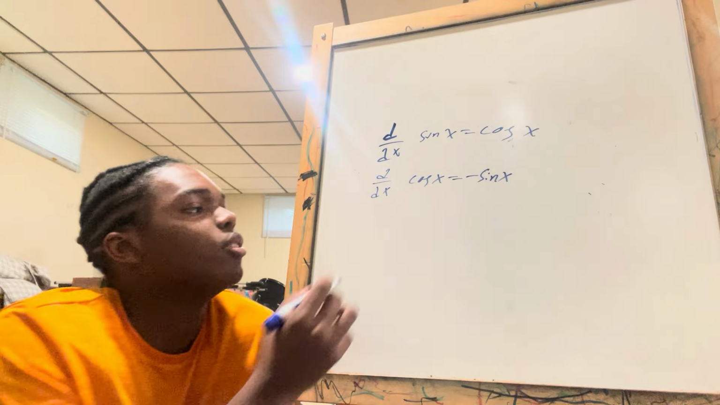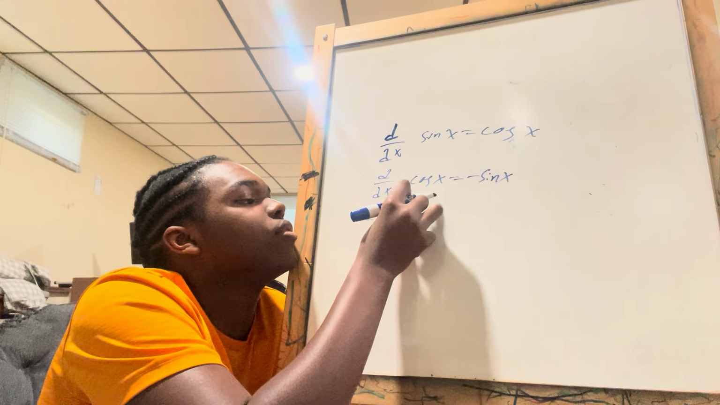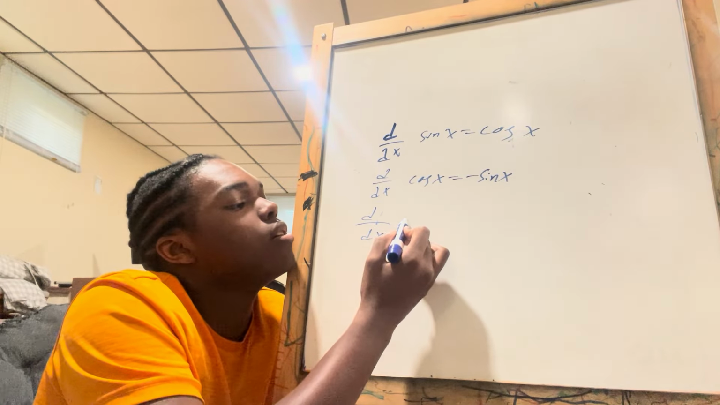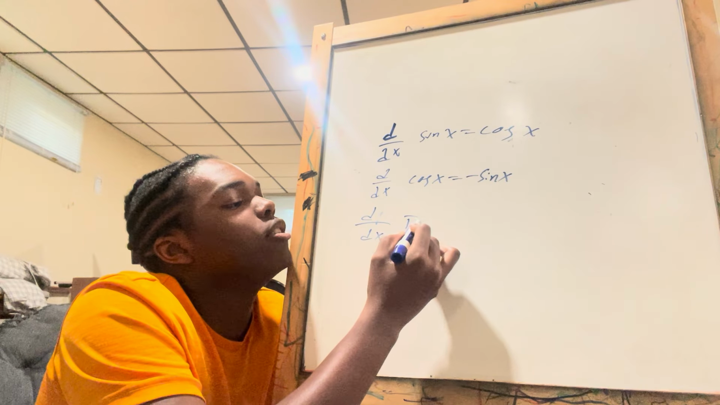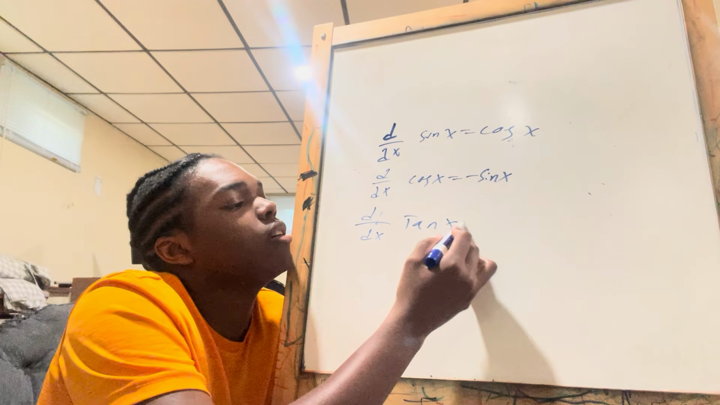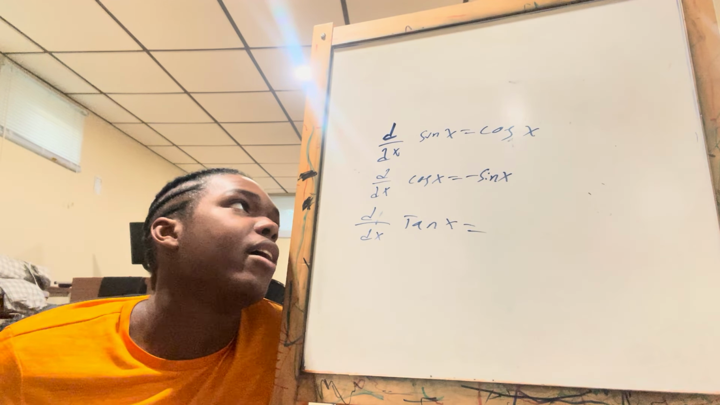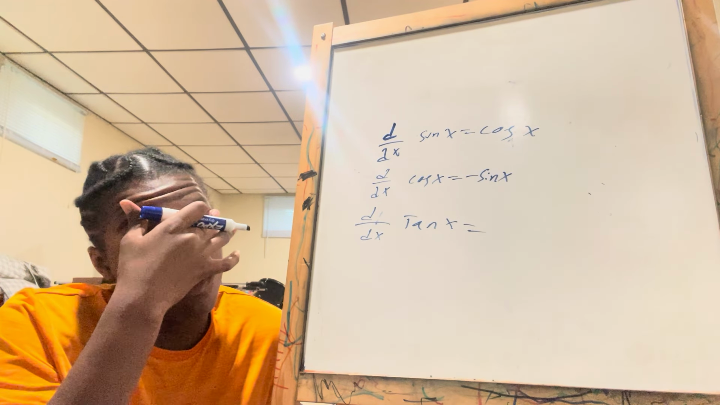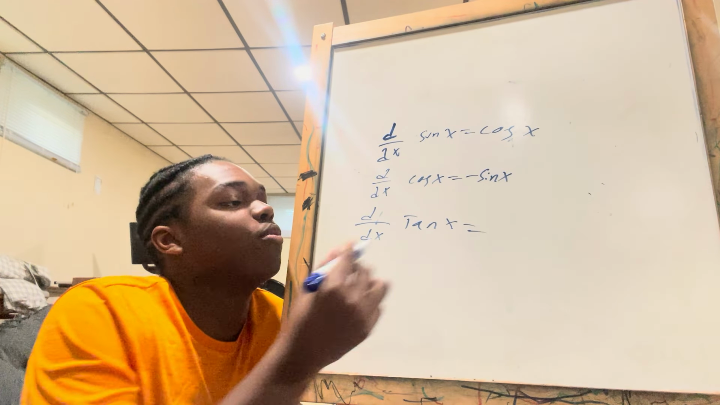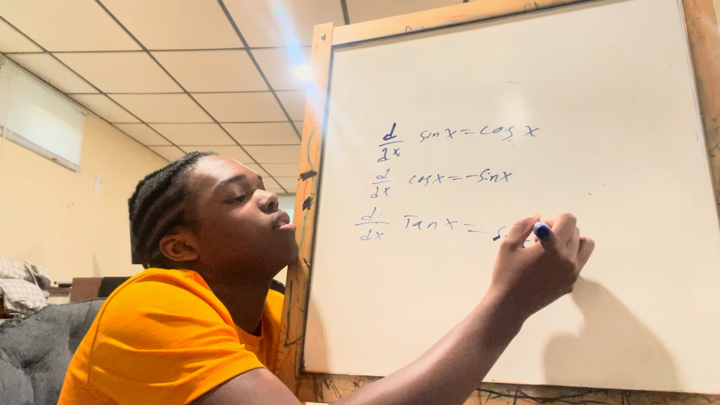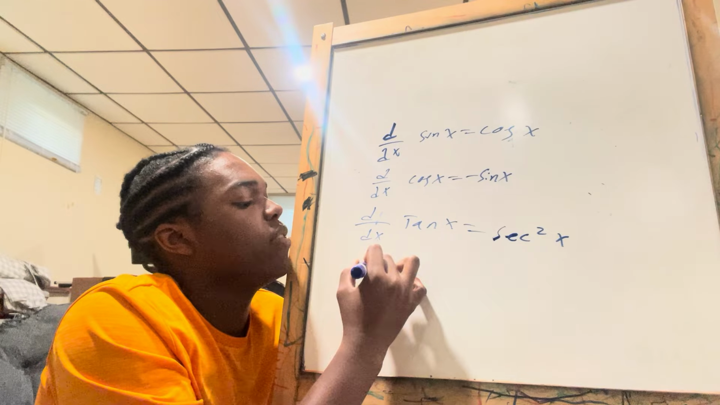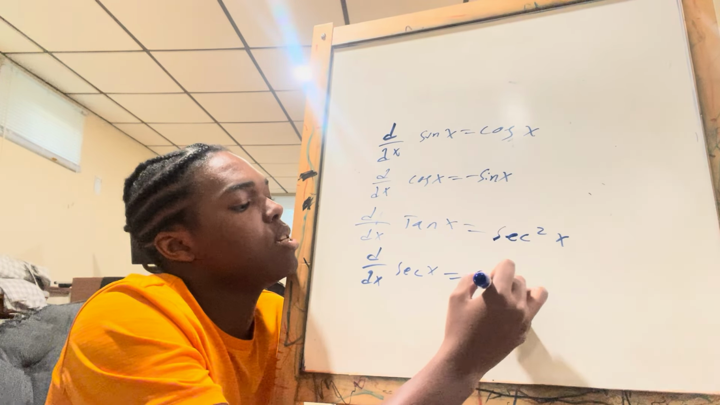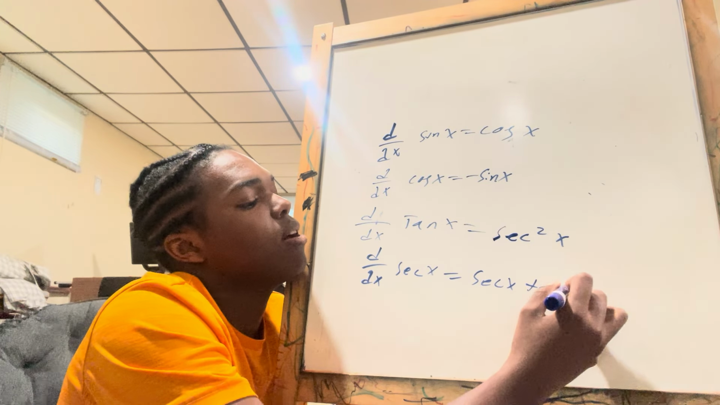Now, the derivative of the tangent of x, you can derive it and just do sine x over cosine x, right? And just do either product rule or quotient rule. I'm just going to tell you flat out, it's secant squared x. The derivative with respect to secant x is secant x tan x.